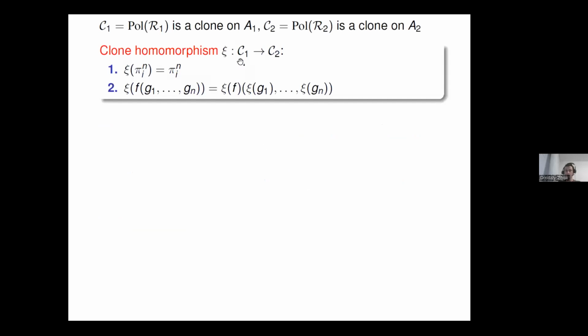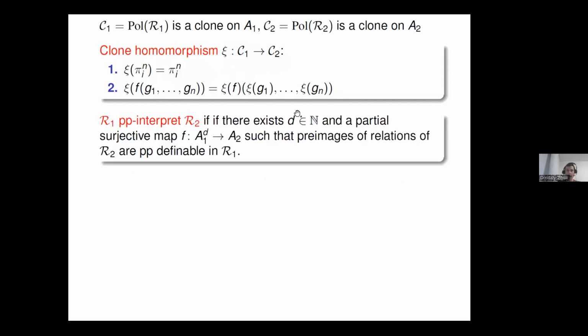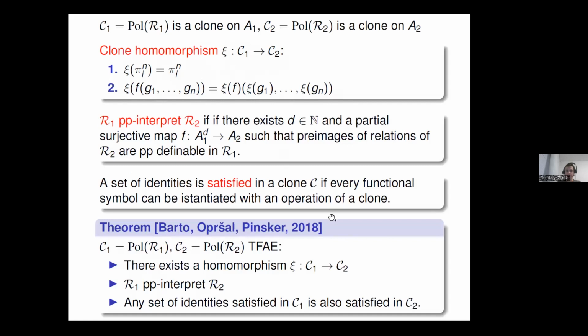So if you have two clones, C1 and C2, then a clone homomorphism is just a mapping from C1 to C2 that maps projections to projections and respects composition. Very natural. And it's also very nice because we have this theorem by Barto, Opršal, and Pinsker. And we know that we have this clone homomorphism if and only if the relational structure defined by C1 pp-interprets the relational structure defined by C2.